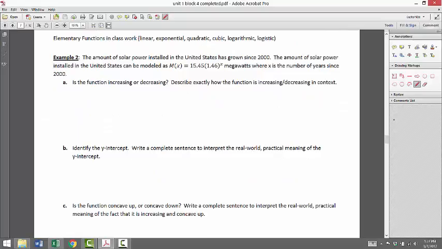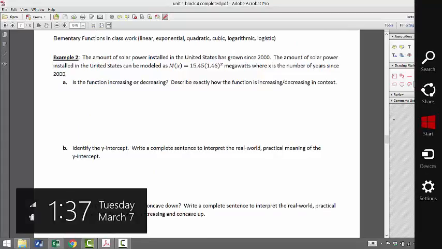On page 7, example 2, this time we see that the amount of solar power installed in the U.S. has grown since 2000. The amount of solar power installed can be modeled by this function m of x, and that means it's outputting the amount of solar power installed in megawatts, and it's saying that the input is the number of years since 2000.